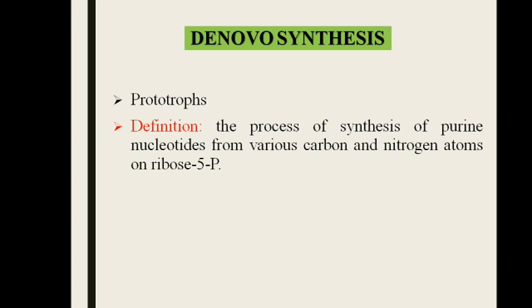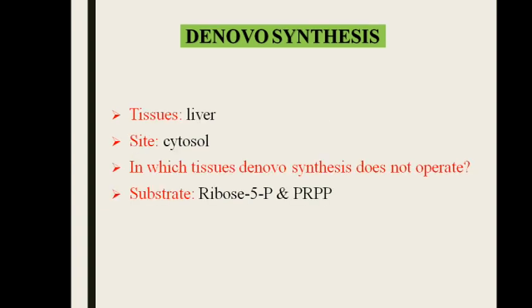The definition goes like this: the process of synthesis of purine nucleotides from various carbon and nitrogen containing compounds, which are going to build on a molecule called ribose 5-phosphate. I already told you ribose 5-phosphate is a precursor, a prerequisite for the nucleotide synthesis. Now moving on to the tissues.